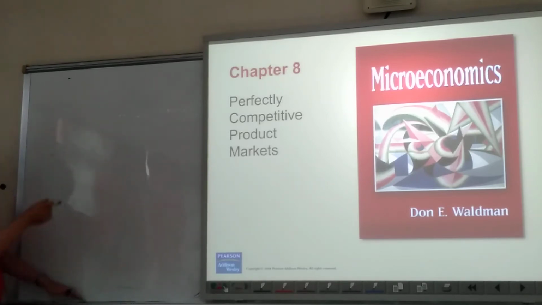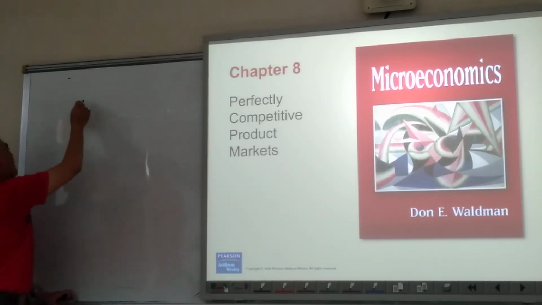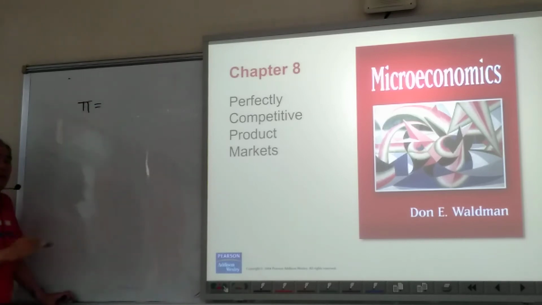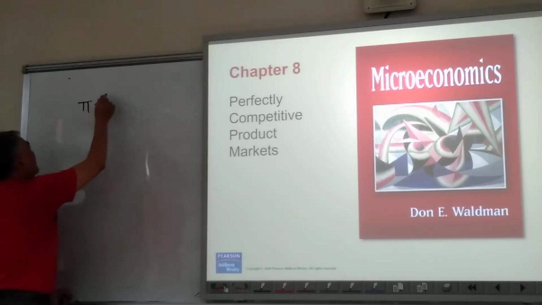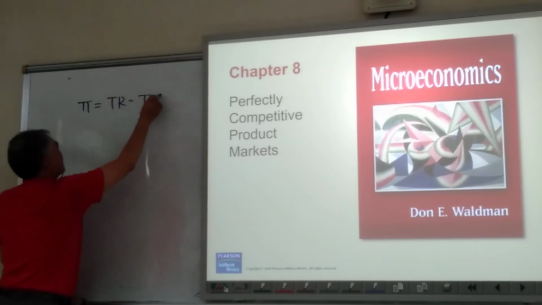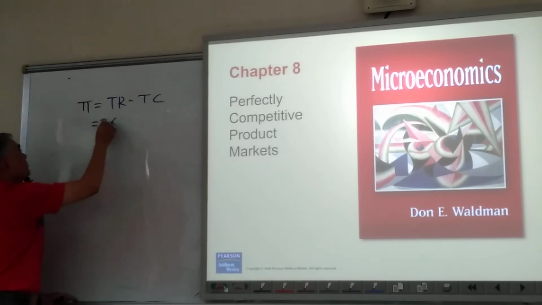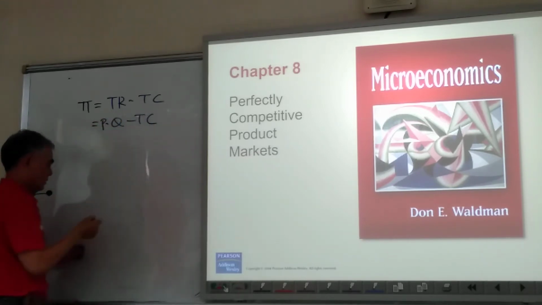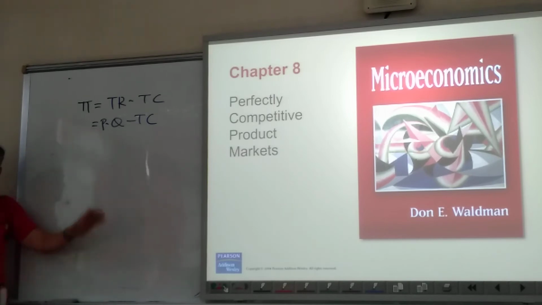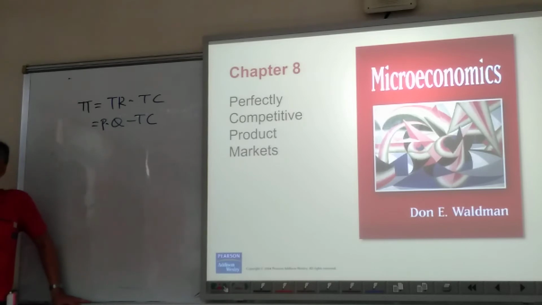First of all, you have pi, where pi is equal to profit: total revenue minus total cost. And what is total revenue? Total revenue is equal to P times Q, minus total cost. And we mentioned before, in a competitive market there are so many buyers, so many sellers, and the product is of the same quality, we call it homogeneous, so that everyone is a price taker. So you take price as given.